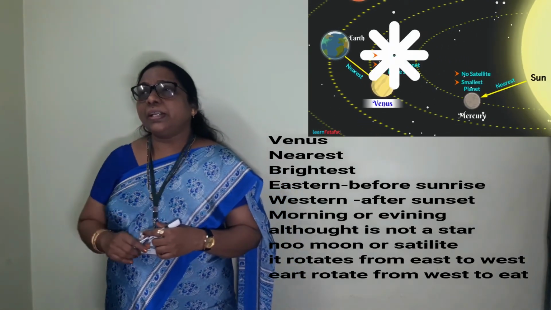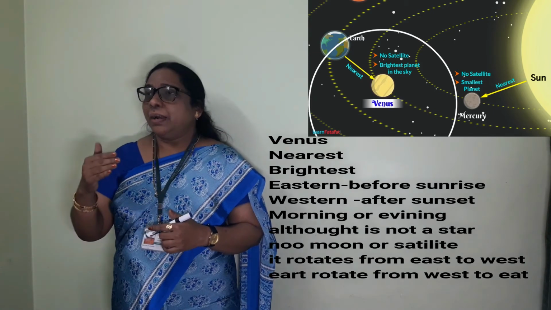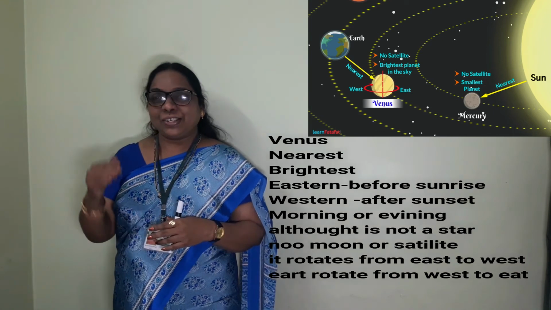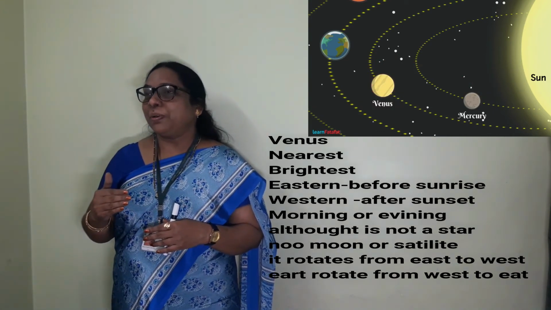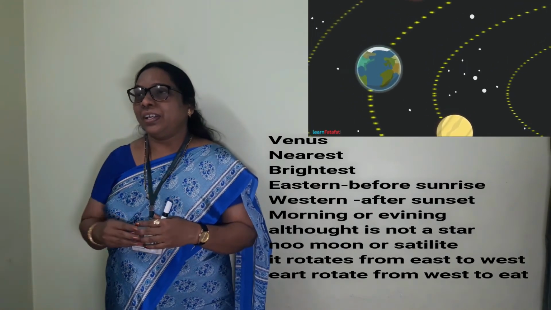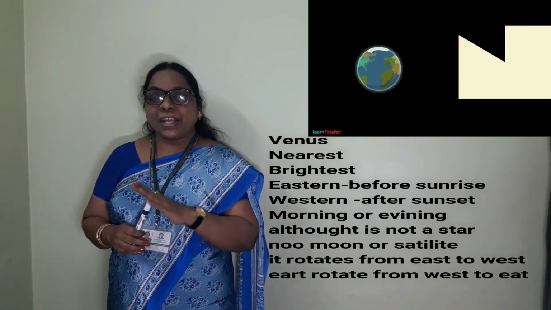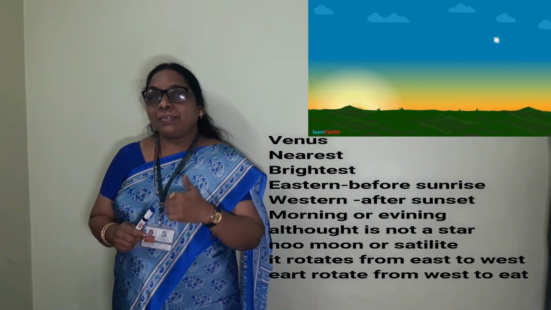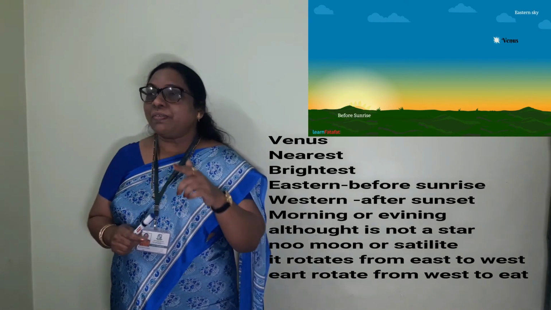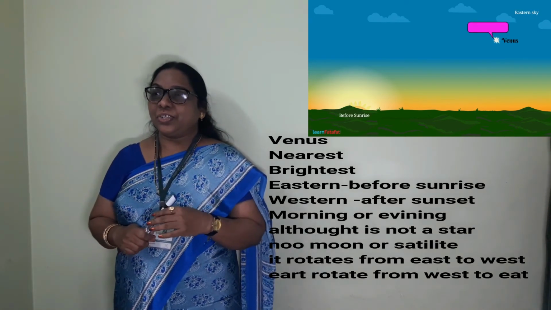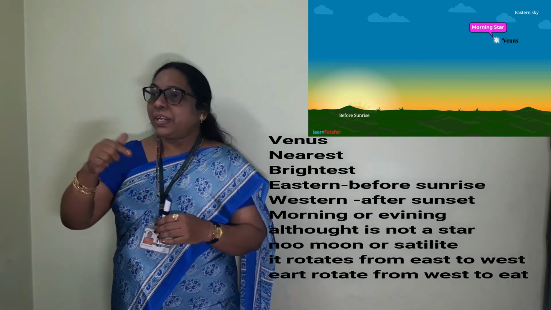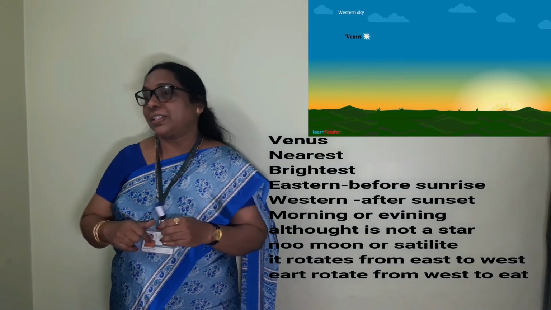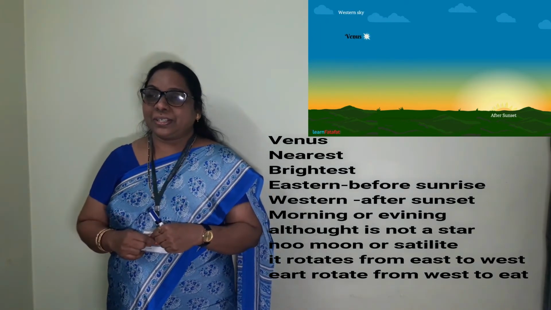Venus is very often called a morning star or an evening star, although it is not a star. Actually Venus is a planet, but we call it a morning star or an evening star. It has no moon or satellite of its own. The rotation of Venus on its axis is somewhat unusual. Venus rotates from east to west, while the Earth rotates from west to east.